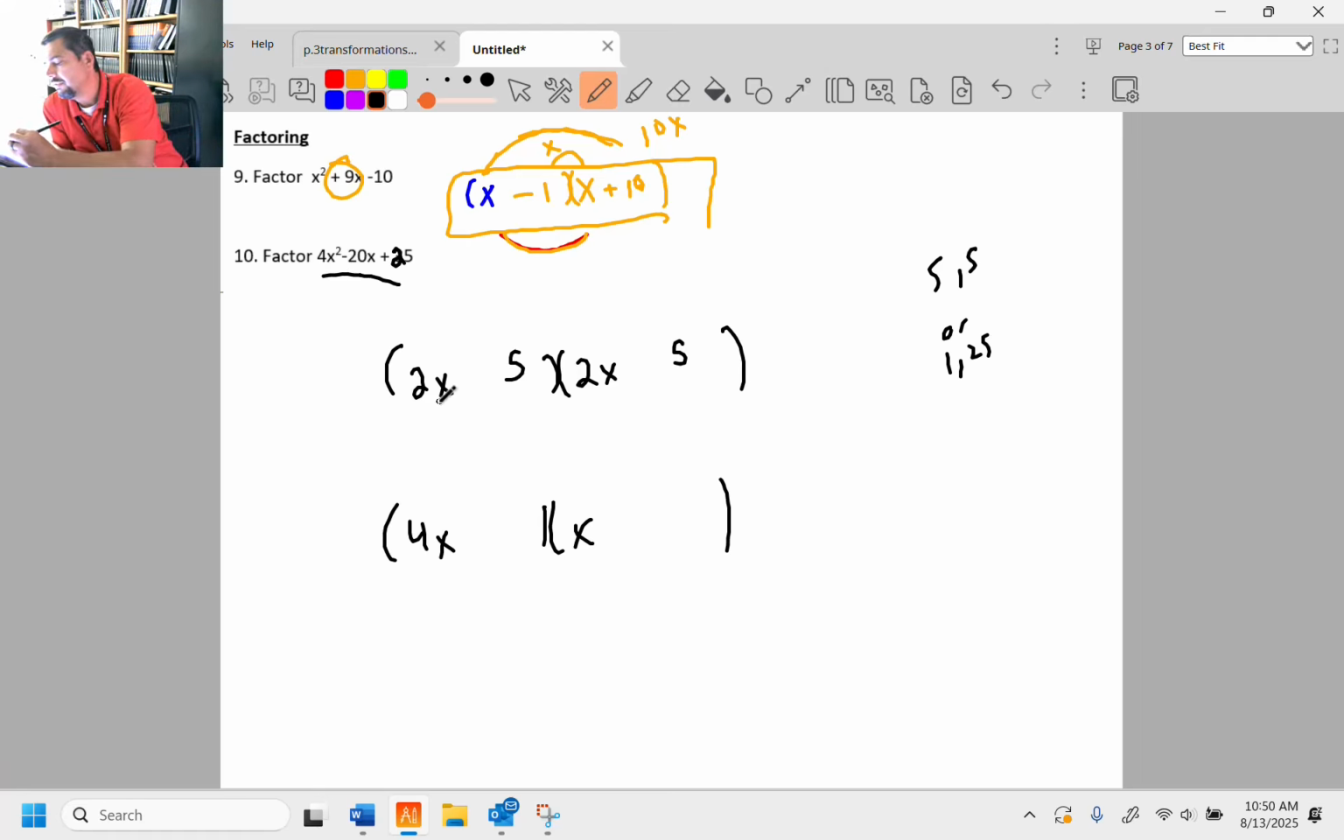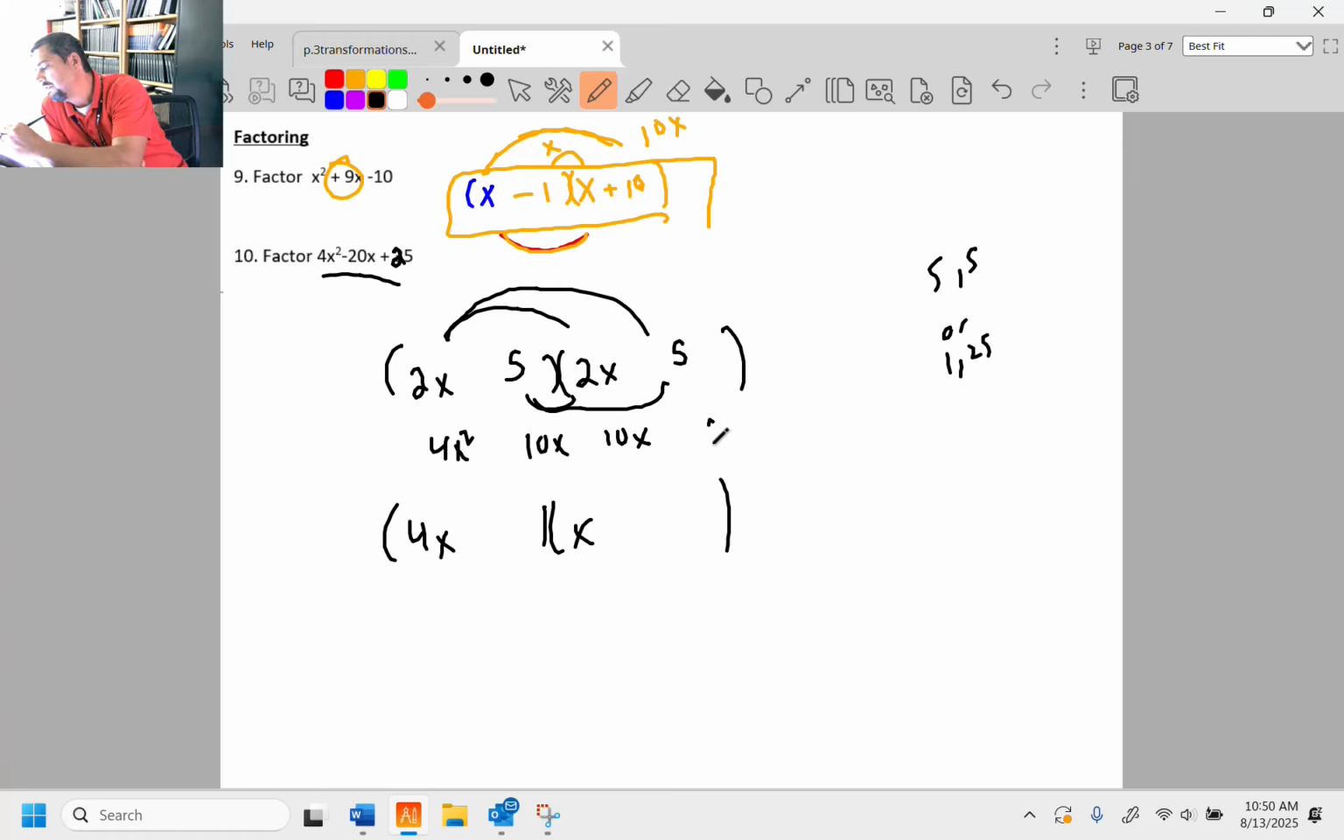So let's check this out. 2x times 2x would be 4x squared. 2x times 5 is a 10x. 2x times 5 is a 10x. And 5 times 5 is a 25. Now my goal was to get to negative 20 in the middle. If I make those both negative, I'm there. And a negative times a negative is a positive. So it factors as 2x minus 5 times 2x minus 5.